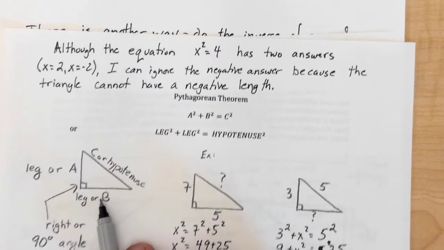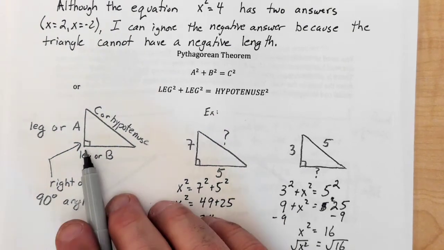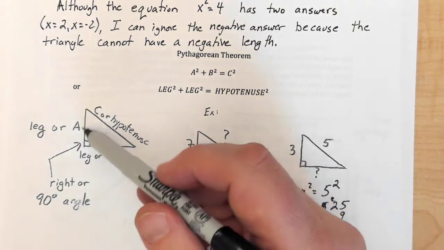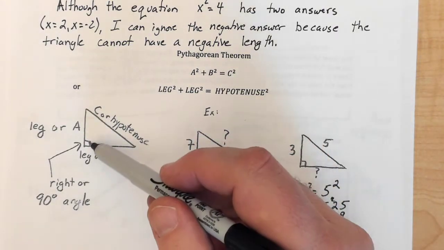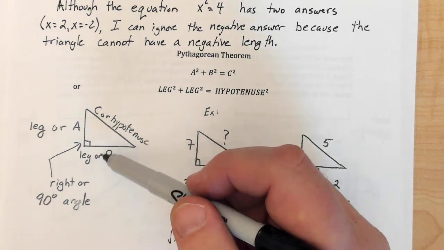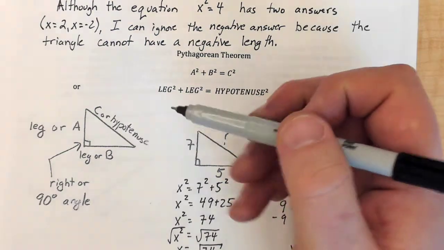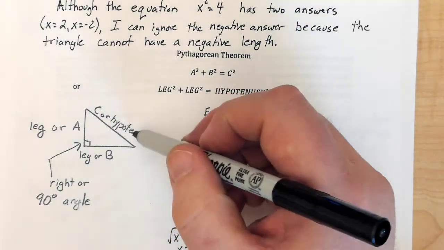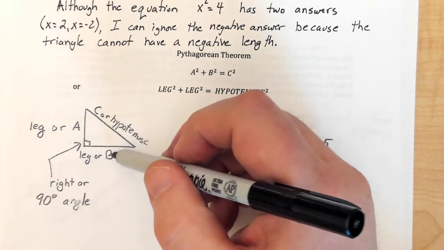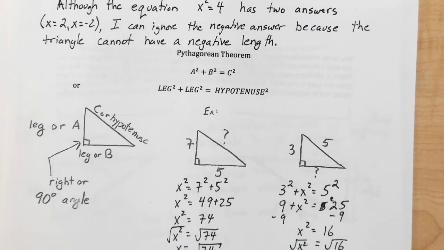Now, this only applies when I'm looking at a right triangle. A right triangle is a triangle with a 90-degree angle. And the two sides of the triangle that are closest to the right angle, those sides are called legs. And the longest side of the triangle, which is across from the right angle, that is called the hypotenuse. We usually refer to the legs as a and b, and the hypotenuse as c. Let's do two practice problems together.